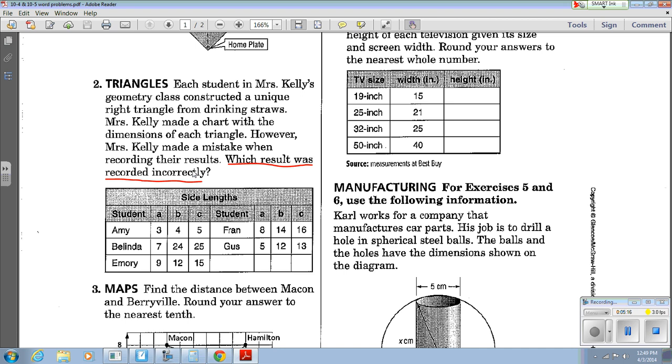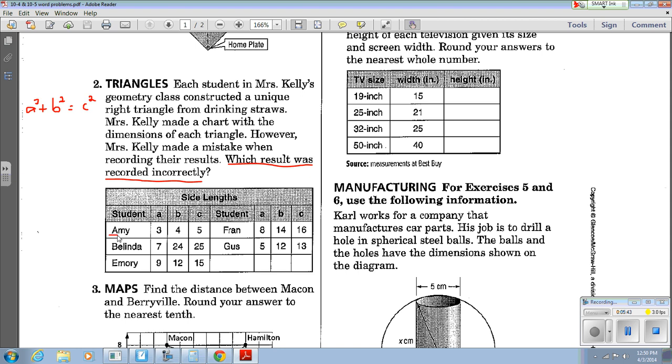What do they want us to do here? We've got sides A, B, C, and she's recorded some numbers here. All right, Pythagorean theorem. The Pythagorean theorem basically says this, again: a squared plus b squared equals c squared. When you're given all three lengths, here's how it works. They want us to find something that was recorded incorrectly. So let's take a look here.